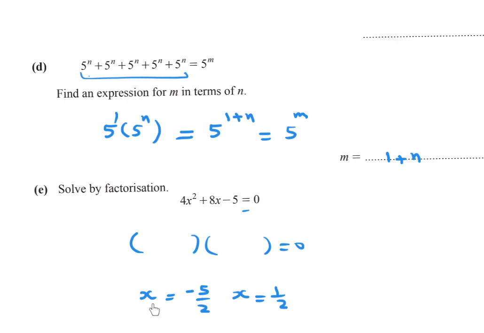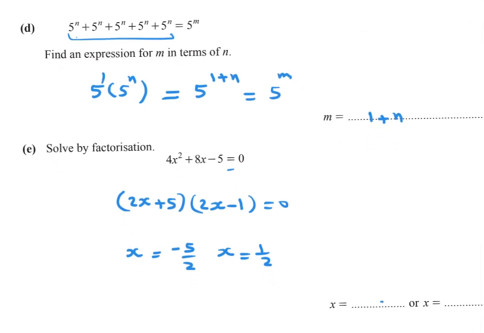So 2 times x, 2x, and negative 5 go to the other side by positive. So 2x plus 5. And from the second one, 2 times x is x, and 1 goes to the other side by minus. So 2x minus 1. Now write the answer. So negative 5 over 2 and 1 over 2.